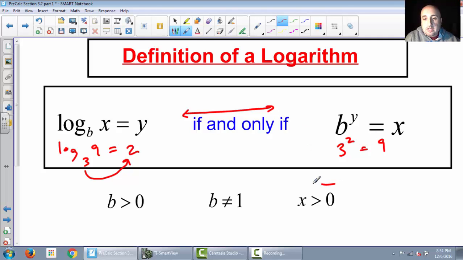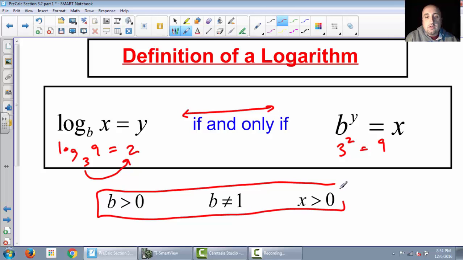These are stipulations on logs. These conditions must be true in order for the log to work. The base, b stands for base, must always be greater than 0. The base cannot be equal to 1, like last section, because nothing happens when b is 1. And the x value must be bigger than 0, because you cannot raise a number to a power and get a negative answer out. It doesn't work. All right, so that's the definition.